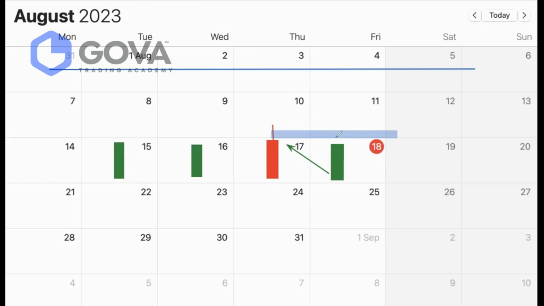So we are expecting this candle to come into this zone, trigger the supply area of Thursday, and then we should see market price dropping down into the next week. We should see market price dropping down. That is how it works.